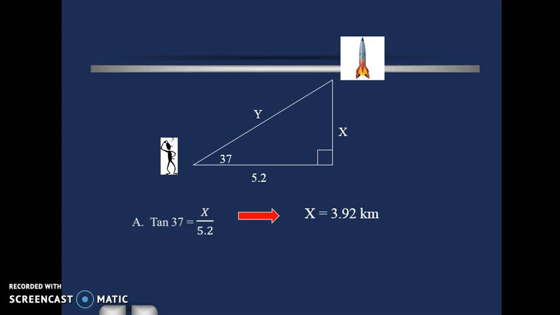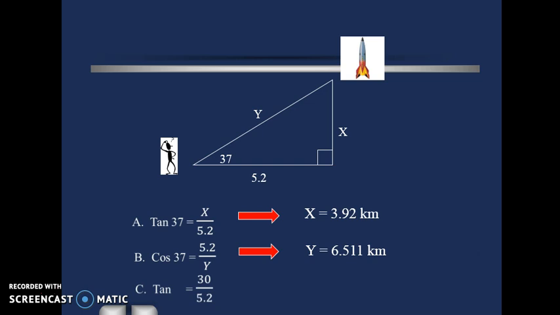That's an approximate answer. In order to answer question B, that asks about y, which is how far away the rocket is from the person seeing it, we're going to use cosine of 37 degrees. Why did we use cosine? Because 5.2 represents the side adjacent to 37 degrees, and y represents the hypotenuse in the right triangle being formed in the simulation above. Doing the correct calculations by cross-multiplying and using the calculator, you end up having y being equal to 6.511 kilometers. That's an approximate answer too.